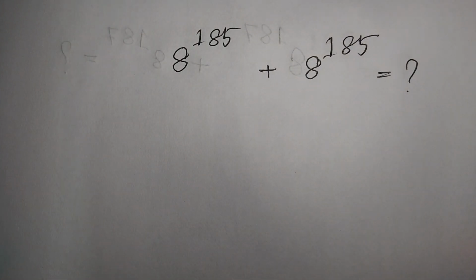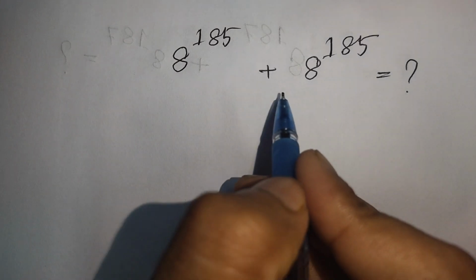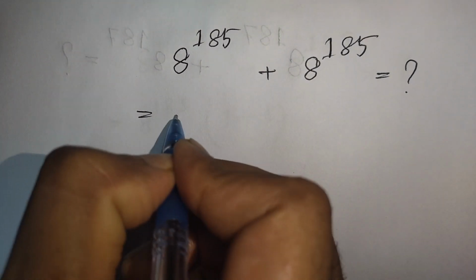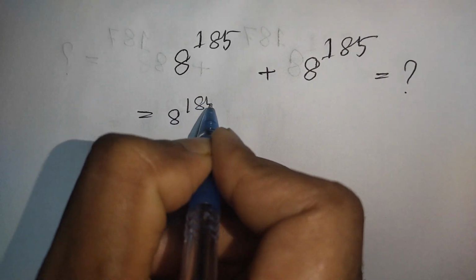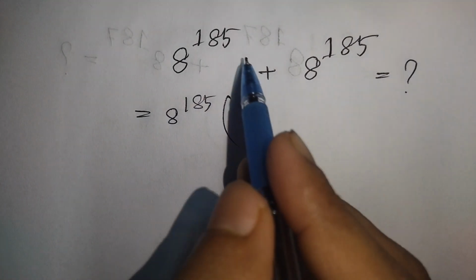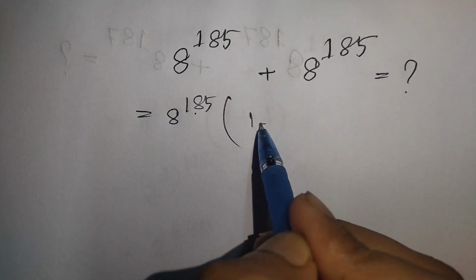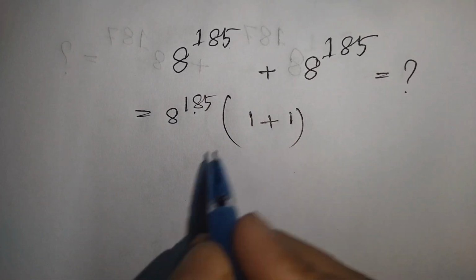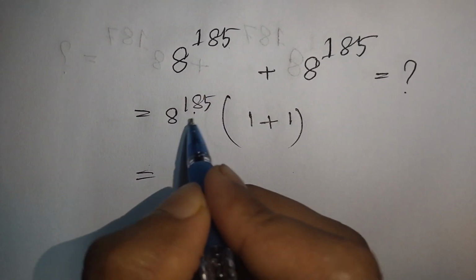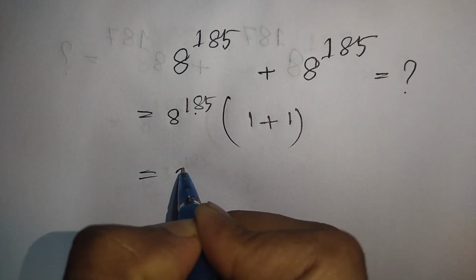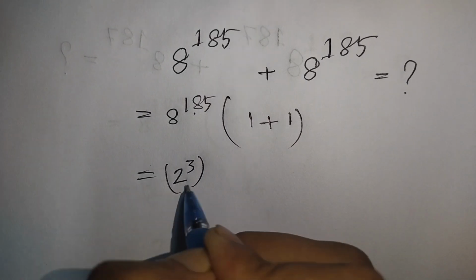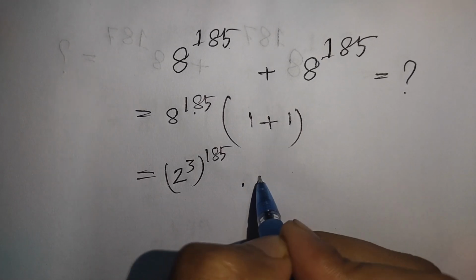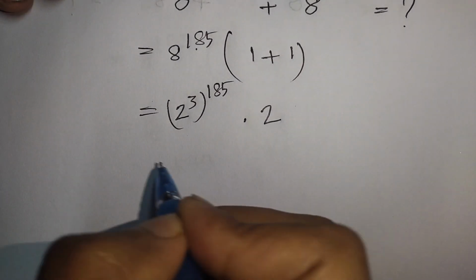How to solve a to the power 185 plus a to the power 185 is equal to what? At first you take common a to the power 185, first bracket start, this divided by this, that means 1, plus this divided by this, that means 1. a to the power 185 is the same as 2 to the power 3, bracket for 185 times 1 plus 1, that means 2.